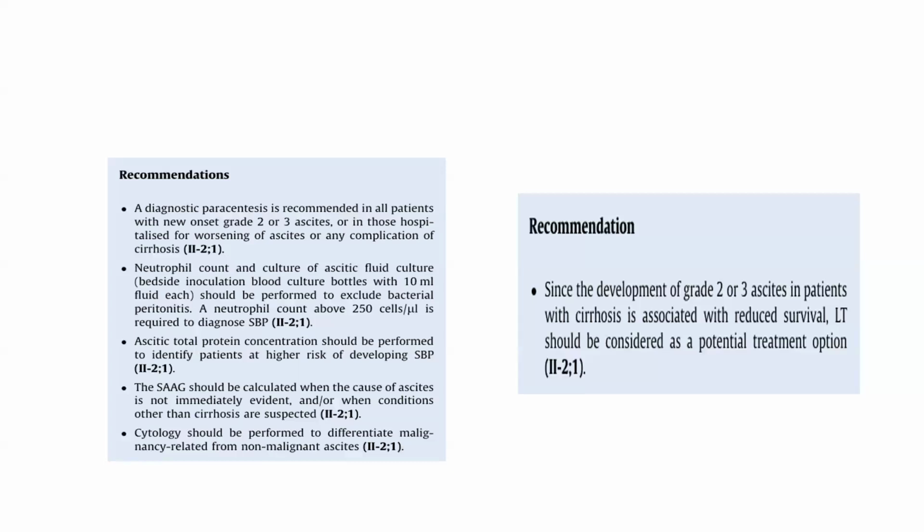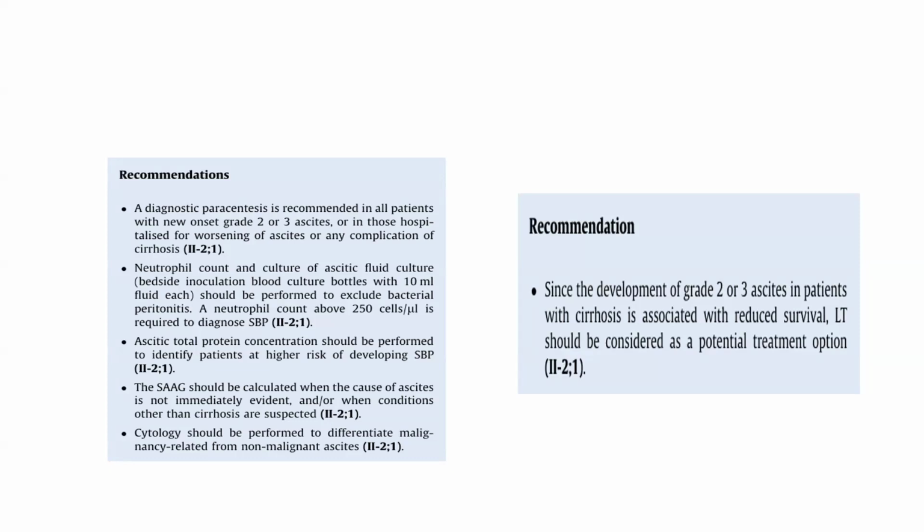Now, the next job is to find out the ascitic total protein concentration to identify patients who are at high risk of developing SBP. Then, as I mentioned before, we should know the SAAG ratio to find out the possible etiologies.